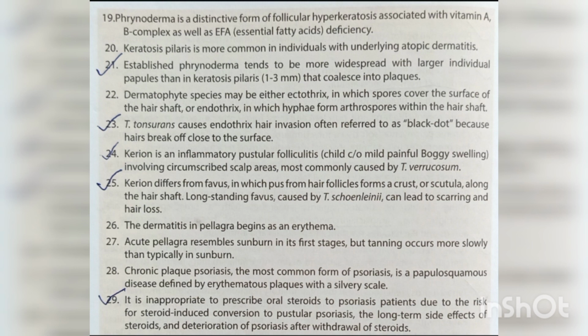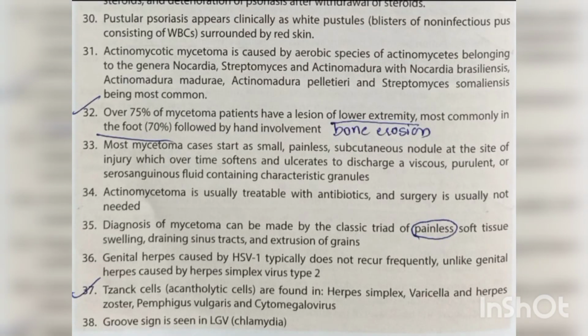Chronic plaque psoriasis, the most common form of psoriasis, is a papulosquamous disease defined by erythematous plaques with a silvery scale. It is inappropriate to prescribe oral steroids to psoriasis patients due to the risk of steroid-induced conversion to pustular psoriasis, the long-term side effects of steroids, and deterioration of psoriasis after withdrawal of steroids. Pustular psoriasis appears clinically as white pustules, blisters of non-infectious pus consisting of WBCs, surrounded by red skin.